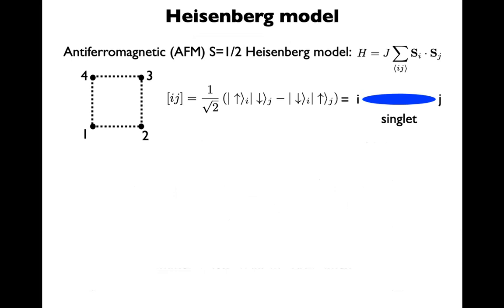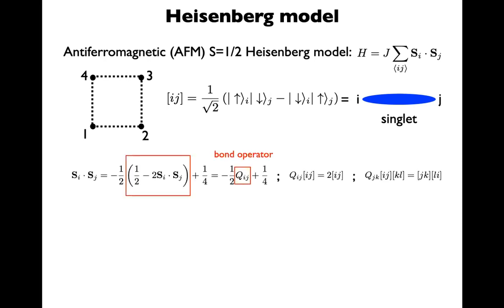Okay, so if I have an antiferromagnetic Heisenberg model, spin-1/2, and I'm solving a problem with 4 sites. So here's 1, 2, 3, 4. And instead of solving this directly, it's actually easier to work with the singlet. So here's a singlet between site i and site j. I'm going to represent it in terms of this blue oval here. It's going to be up, down, minus, down, up. And the ordering is i and j, and that's the singlet.